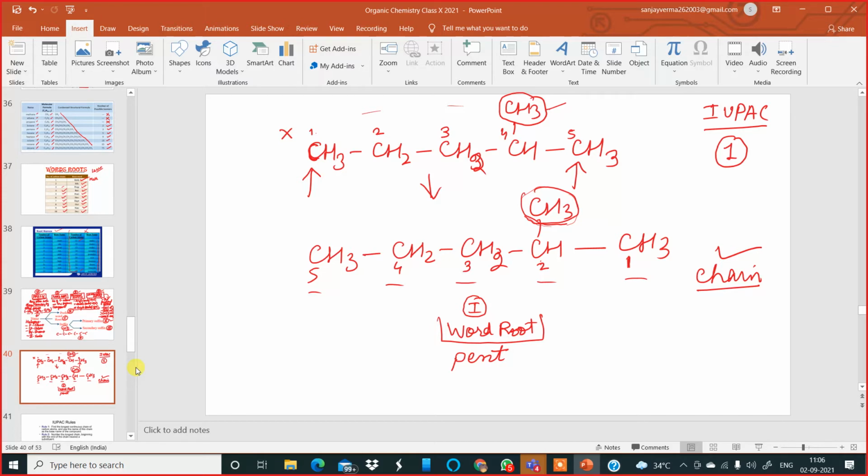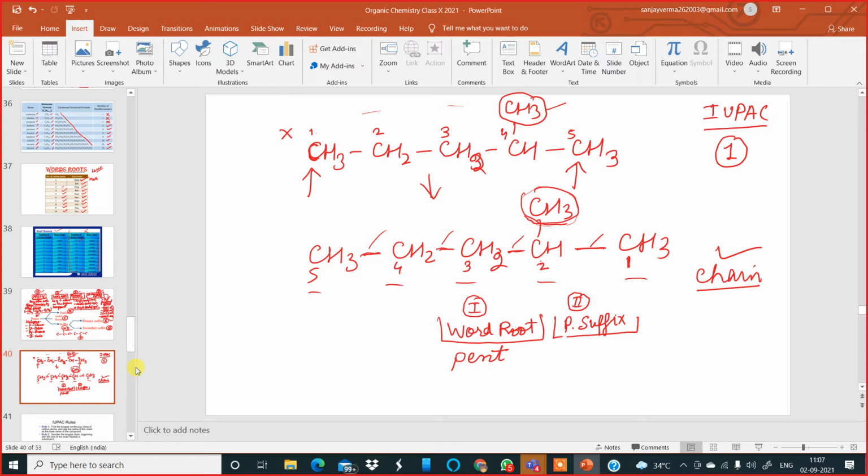After the word root, what is number 2? Primary suffix. I'll write P suffix, S-U-F-F-I-X, primary suffix. Primary suffix tells us about what? Presence of single bond, or double bond, or triple bond. Now watch very carefully. All these carbon atoms are linked to each other by how many bonds? Single bond. This one is a single bond, this one is also a single bond, this one is a single bond, this one is also a single bond.